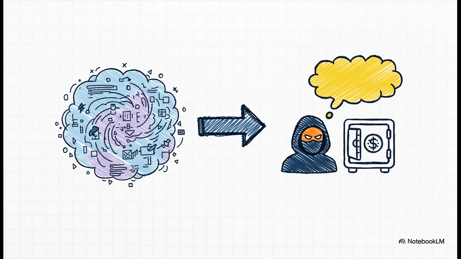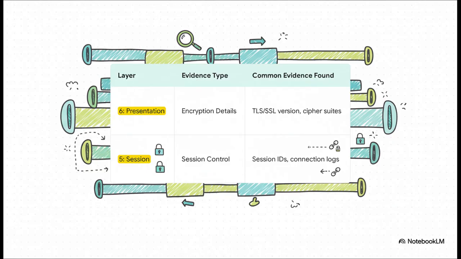Layers 6 and 5 are kind of like the middle managers. The presentation layer, layer 6, handles all the formatting and encryption. Was the conversation scrambled with strong encryption, or was it wide open? And then the session layer, layer 5, is like a secretary. It sets up the conversation, keeps it going, and then tears it down when it's over. Evidence here can show how long a connection lasted, which can be super important.